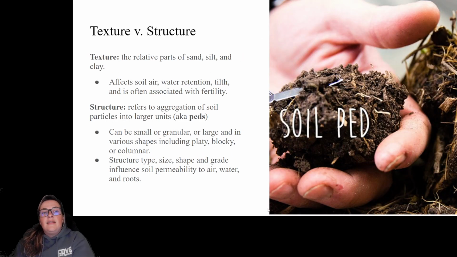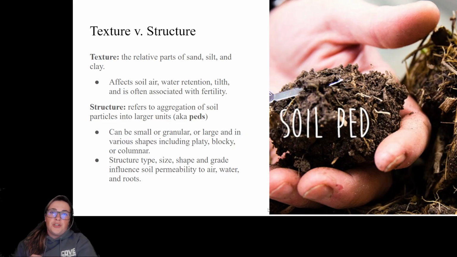Okay, let's talk about texture versus structure. We talked about texture a lot with the soil triangle, talking about sand, silt, and clay. So that is texture. This will affect the soil air, water retention, tilth, and is often associated with fertility of soil.